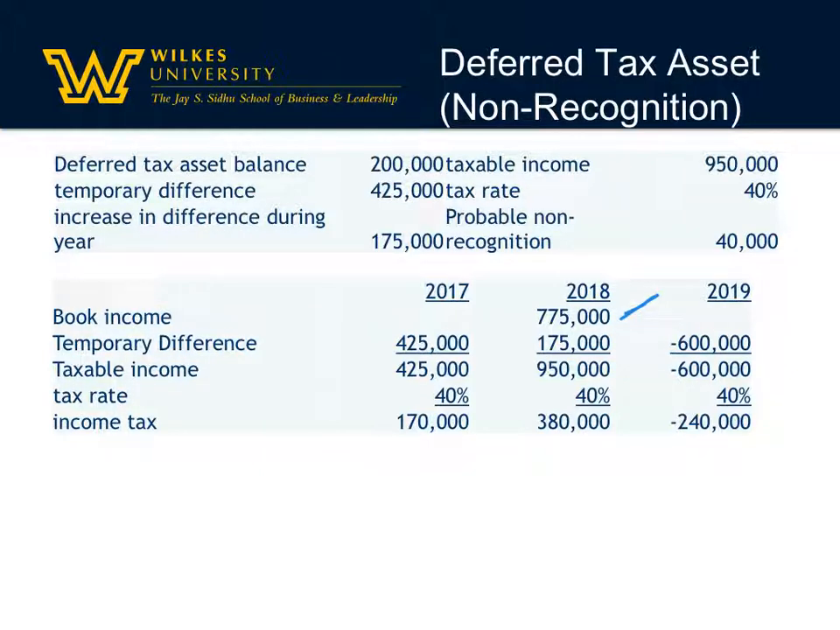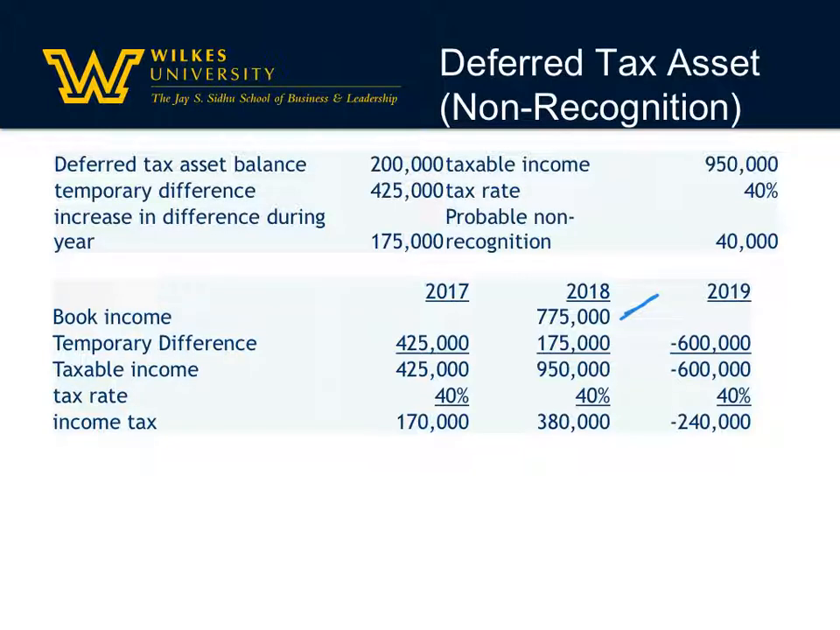And then in the next year, we're just totaling the differences of 600,000. That's just simply the 425 and the 175,000. So we would need something. We've got a benefit of 240,000 for income tax to get rid of these differences. But we know that 40,000 of it's not going to be recognized.